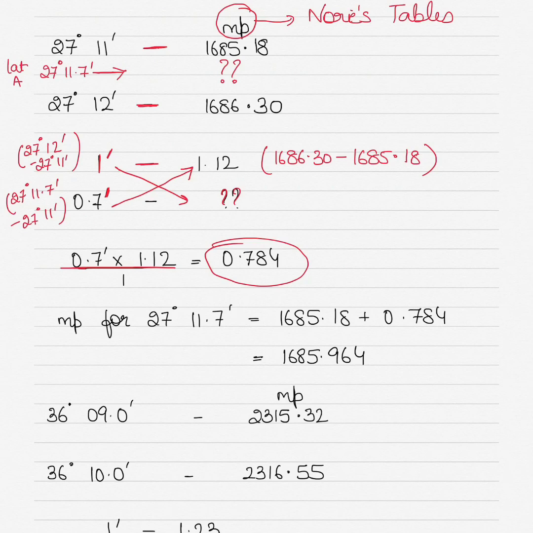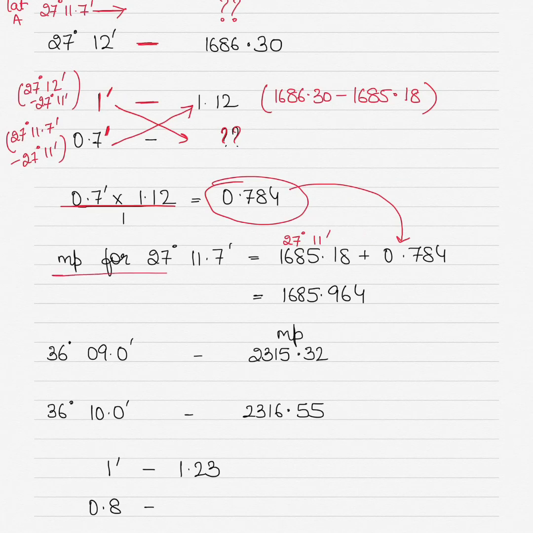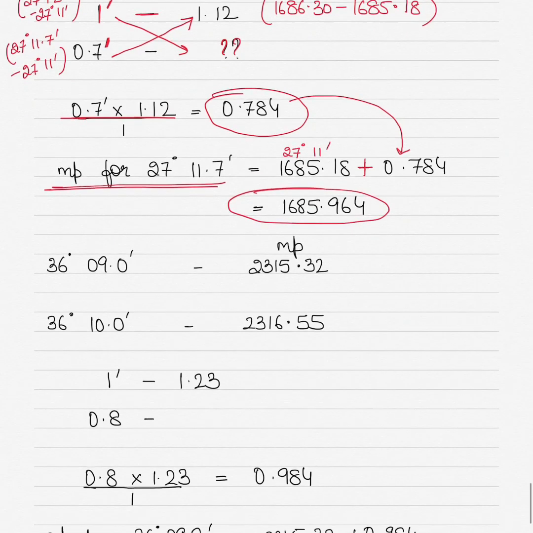So therefore I'll take this value and add it to the value of 27 degrees 11 minutes. I will add it because I can see as I am increasing from 11 minutes to 12 minutes, my MP value is also increasing. So if I go from 11 minutes to 11.7 minutes, my MP value should increase. So the MP value for 27 degrees 11.7 minutes, once you add the two together, you get 1685.964.